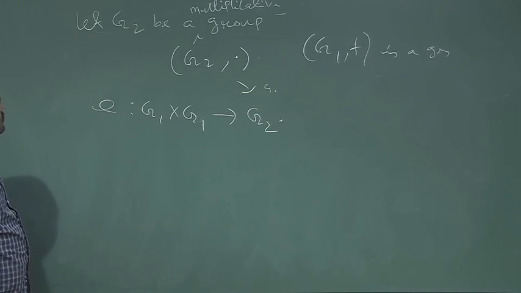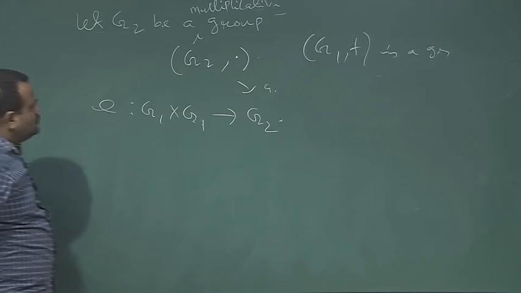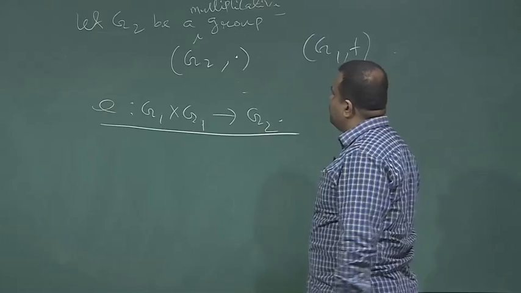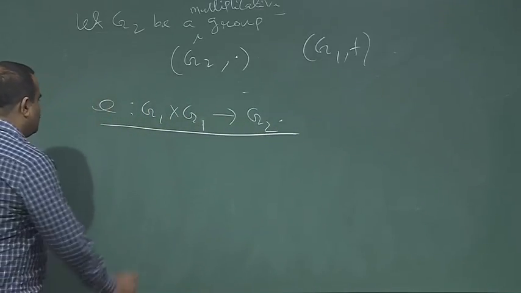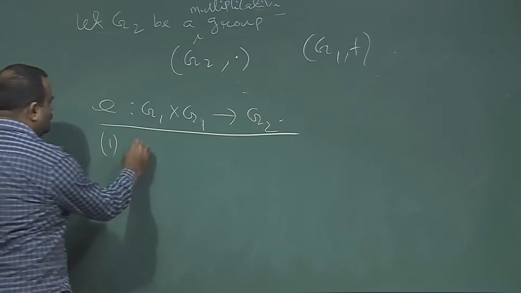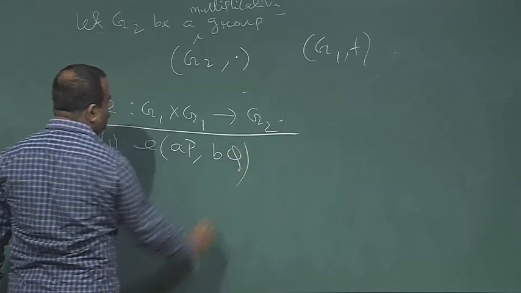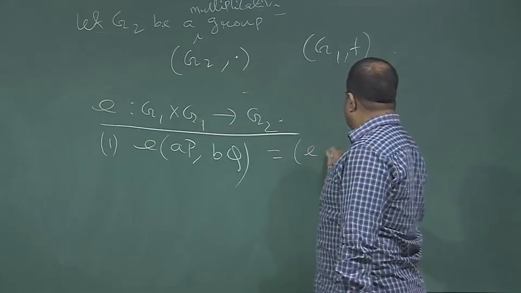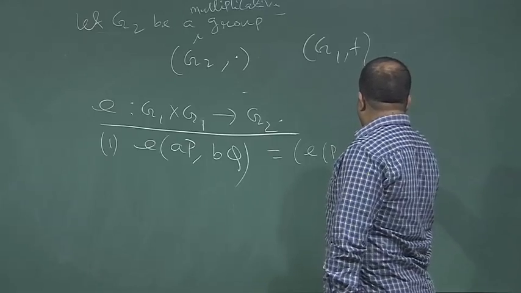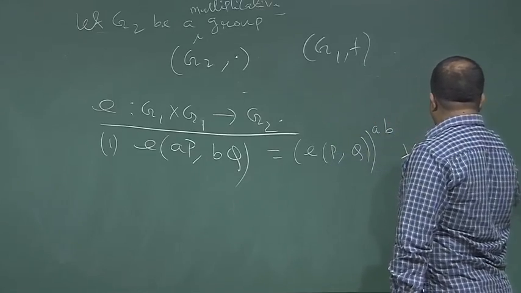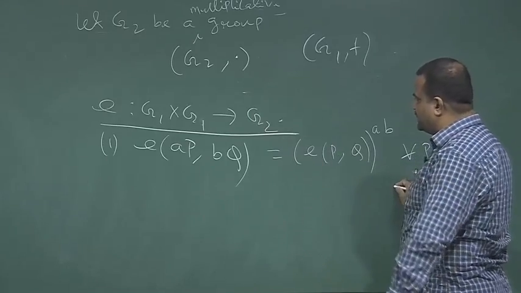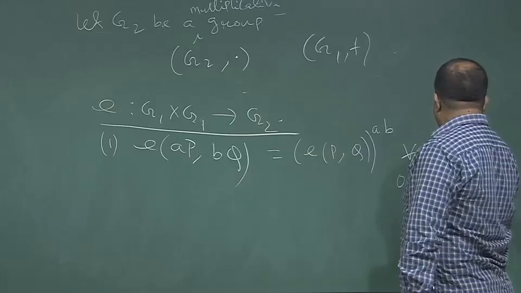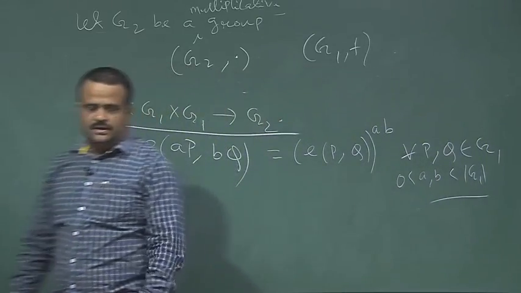E is a function from G1 cross G1 to G2. We call this function a bilinear function, a bilinear mapping, or a bilinear pairing. This function is called a pairing if it has the following properties. If we take E(aP, bQ) for any two elements P, Q from G1, this should give us E(P, Q) to the power ab, for all P, Q from G1 and a, b any two indices, maybe 0 less than a, b less than the order of the group.